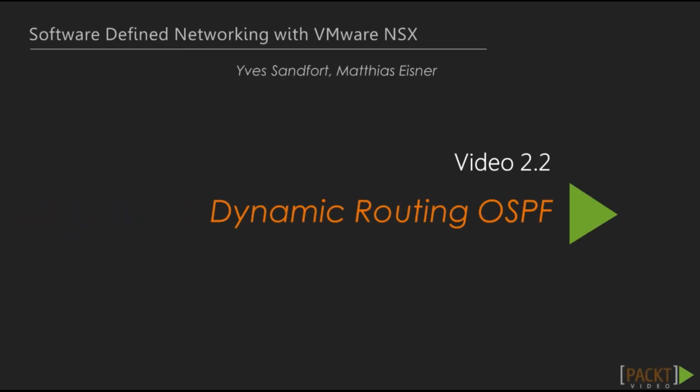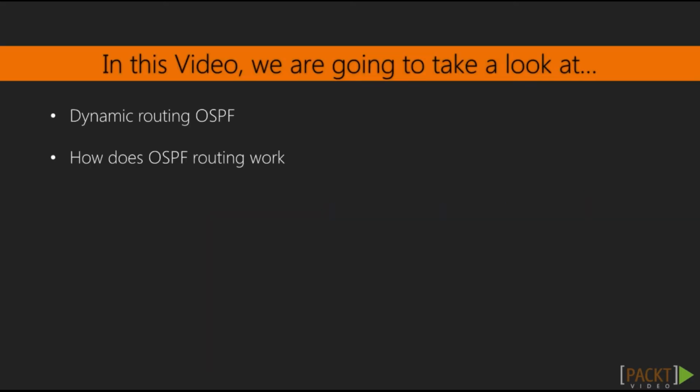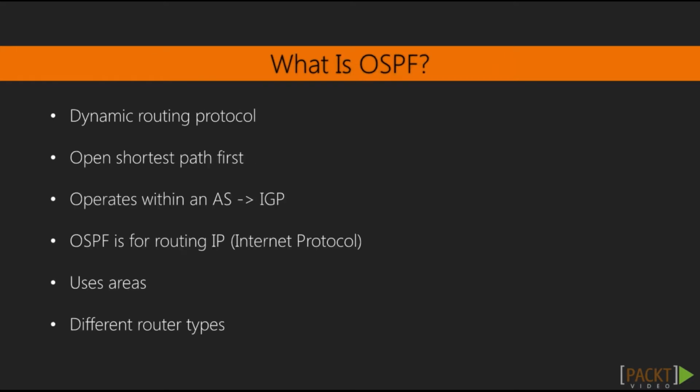Welcome to this video within Software-Defined Networking with NSX, talking about dynamic routing with OSPF. In this video, we're going to take a look at dynamic routing using OSPF and how OSPF basically works. What is OSPF? Firstly, OSPF is a dynamic routing protocol. That means that different routers are able to exchange routing table information with each other. The acronym stands for Open Shortest Path First. That means how OSPF decides which path is going to be used to transmit the information if there is more than one path.